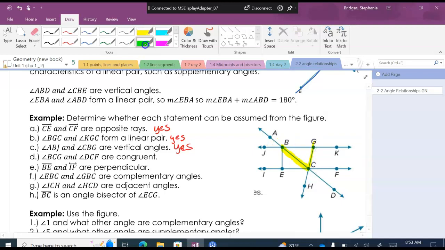Now, let's see. BCG, that's that one. And DCF. They're not made from two lines, are they? They're not directly across from each other? Okay. So, no, we cannot assume that they are congruent. They might be, but based off of just the picture, I cannot assume that.